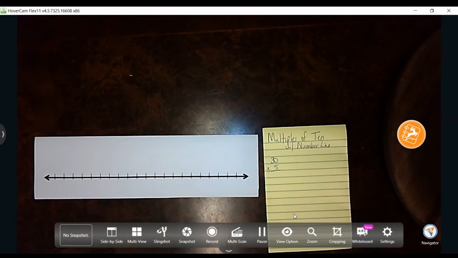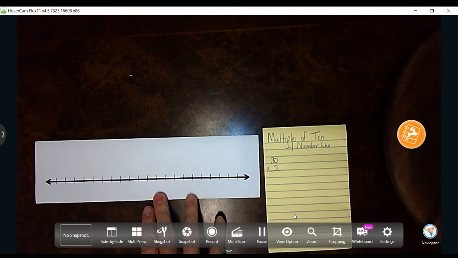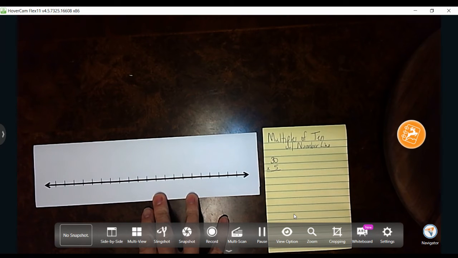Boys and girls, this is Math Minutes with Mrs. McLean, and today we're going to be working on multiples of 10 using the number line. And I'm showing you a blank number line because if we use a number line that is already created for us, it often isn't exactly what we need.